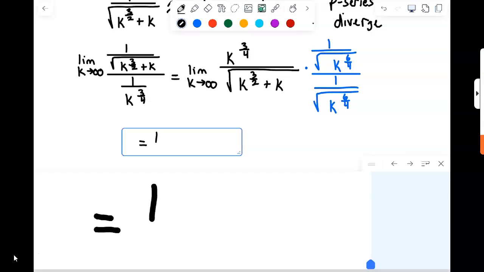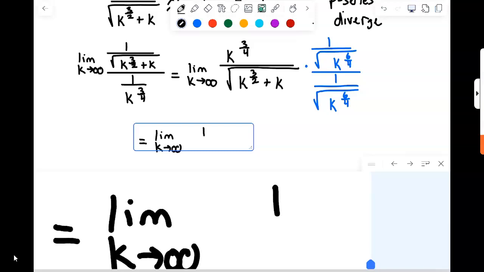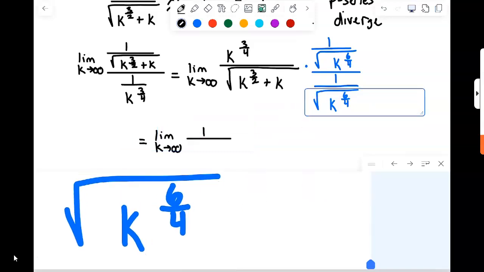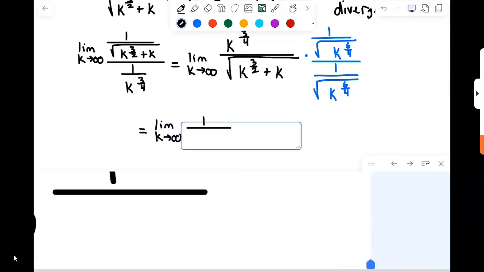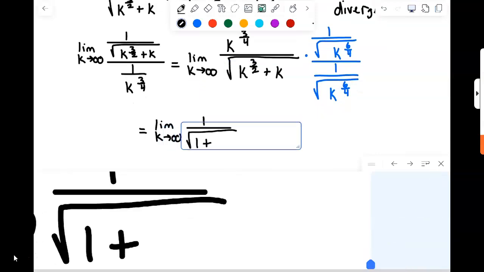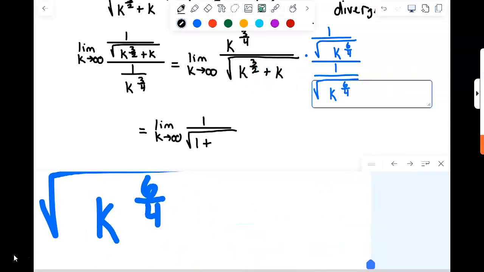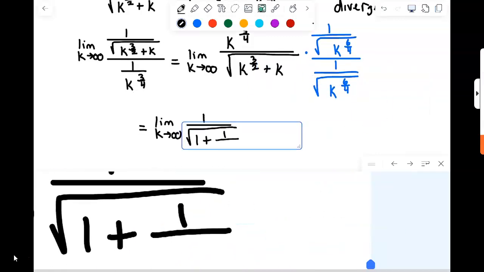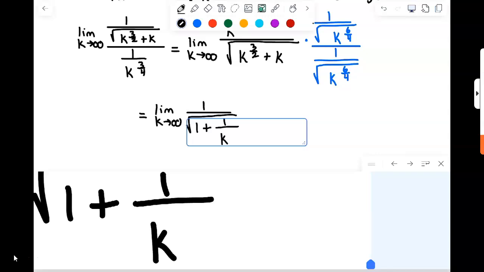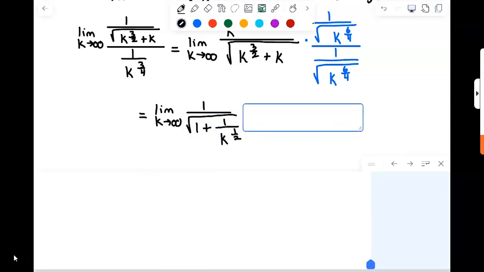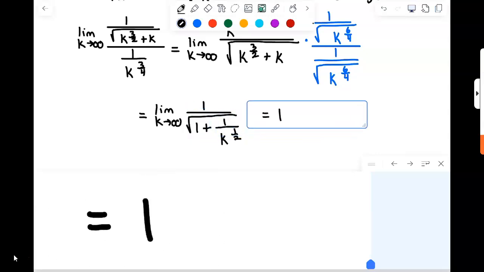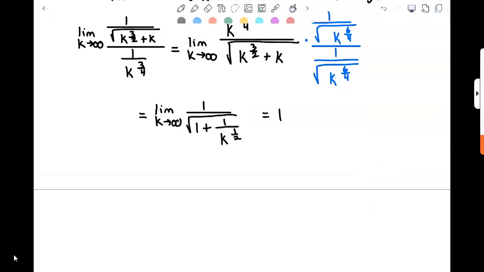And we're going to have the limit as k goes to infinity of 1. And in the bottom, that k to the 6/4 will simplify to be k to the 3/2. K to the 3/2 will cancel with the k to the 3/2. So we're going to have square root of 1. And then finally, k over k to the 3/2 will be 1 over k to the 1/2. And now we can take this limit. This is just going to be 1 over the square root of 1 plus 0, which is just going to be 1. And so the limit is 1.